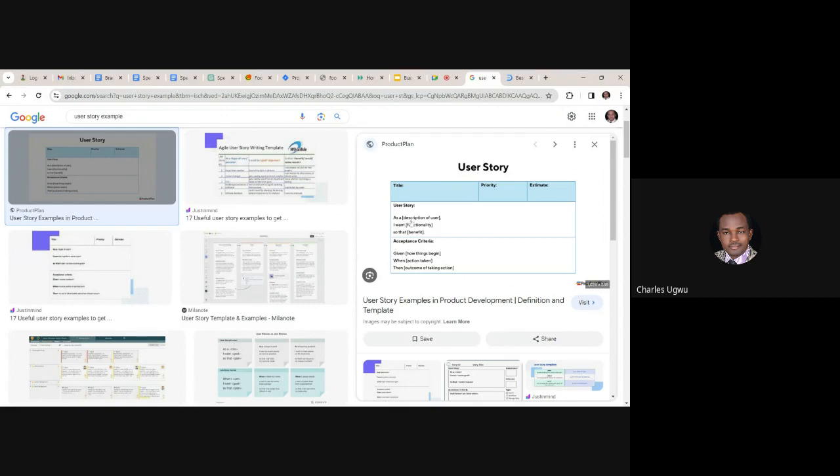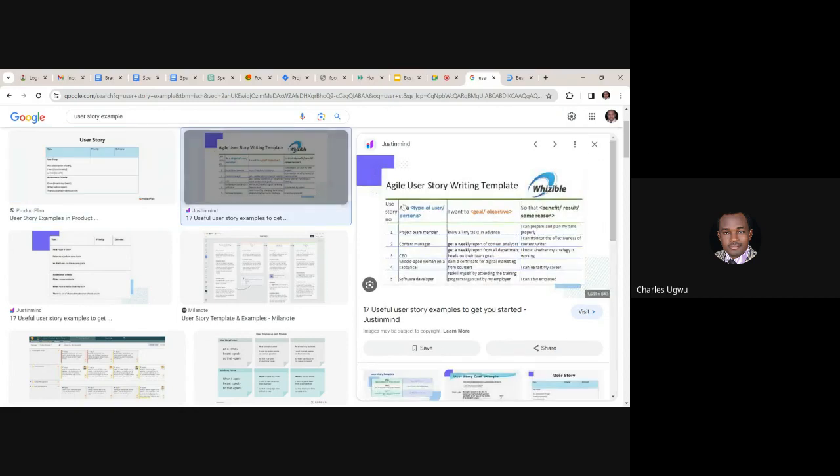For instance, as a user, you describe the user, I want to do this functionality so that I can get this benefit. And once you create a user story, you create acceptance criteria. Given that how things begin, when action is taken, then the outcome of this action will be this. So this is the structure of a user story.